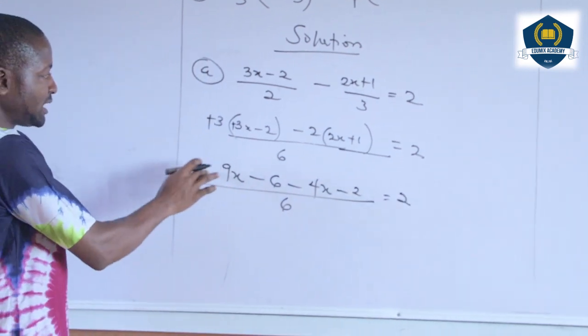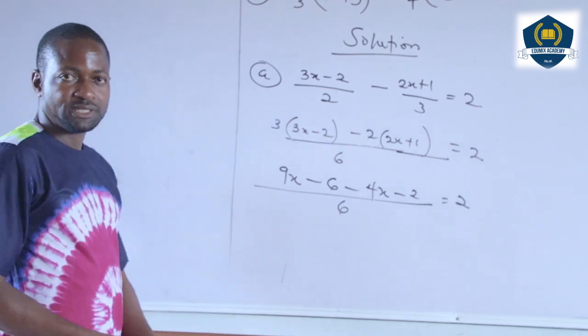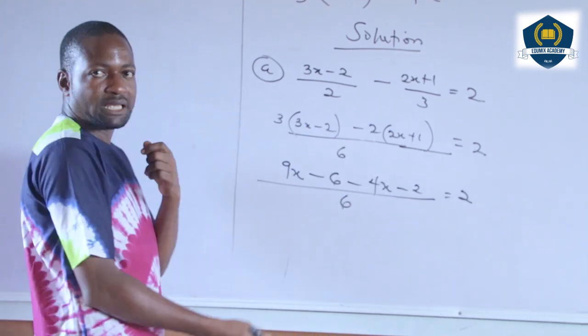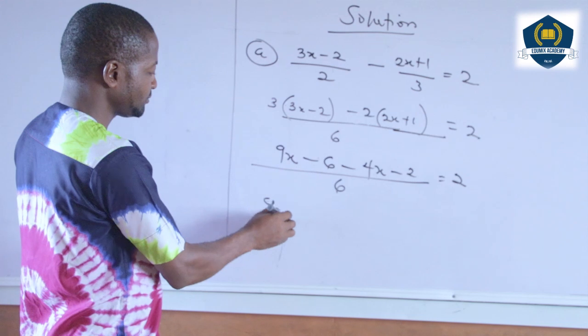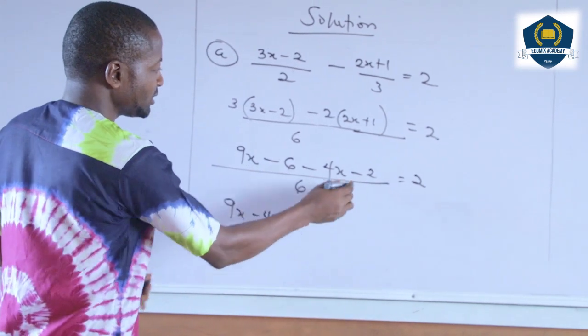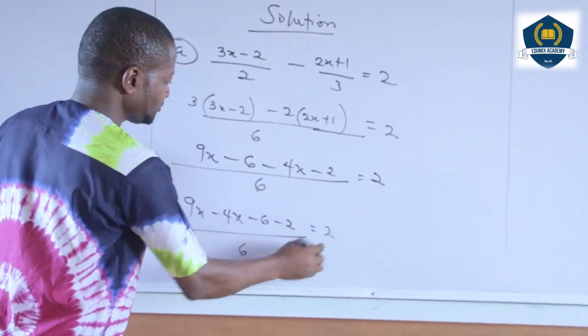The next thing, you can erase the plus sign. The signs are just to guide you. They are your tour guides. Now, the next thing, you collect like terms at the numerator level. Now, 9x minus 4x minus 6 minus 2. Everything over 6 is equal to 2.